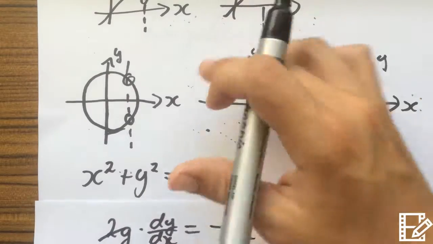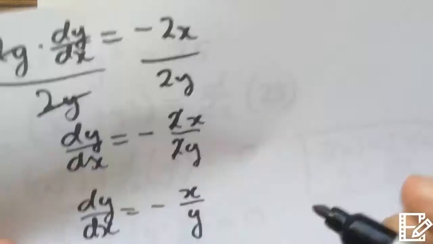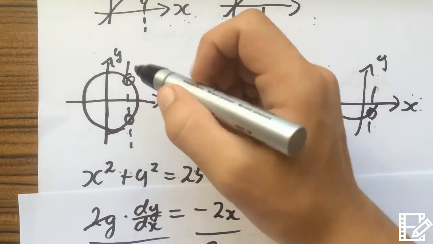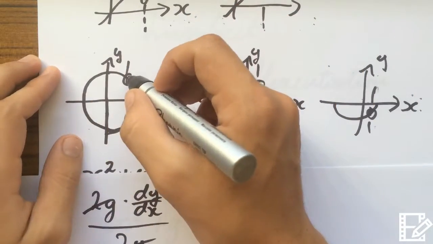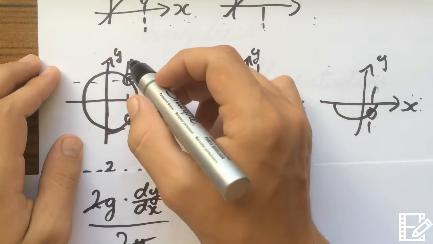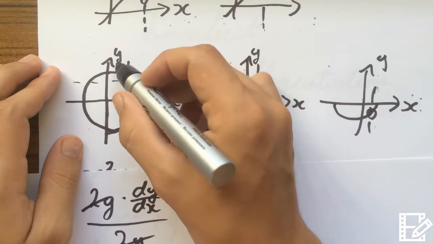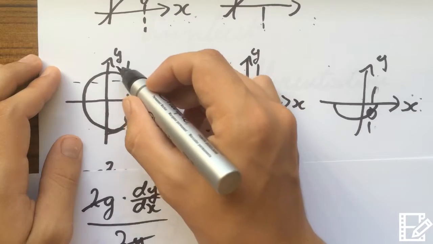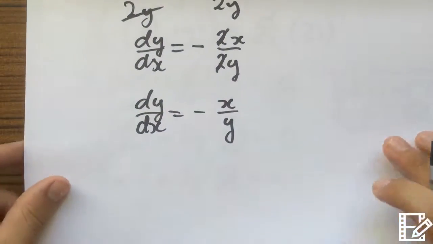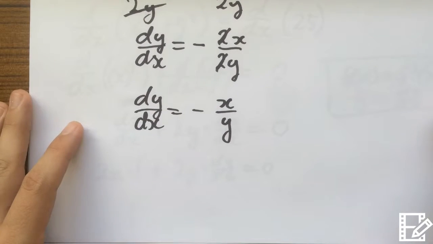So if we want to find the slope at any one of these points, we basically need both coordinates. So if we're looking for this top one, we need this y coordinate and we need this x coordinate, and it will give us the slope at that point. Okay? And that's why we use implicit differentiation.